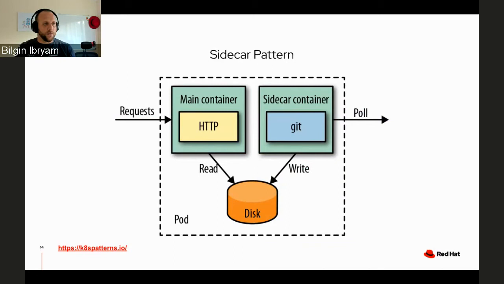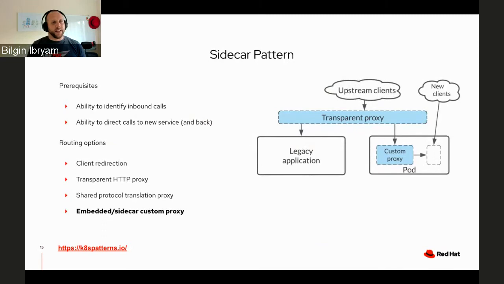So, back to our strangler pattern. The idea here is that rather than having this custom proxy logic as a shared layer, make it part of each service. But rather than embedding the custom proxy into the service at compile time, we use the Kubernetes sidecar pattern and make this a runtime binding activity.